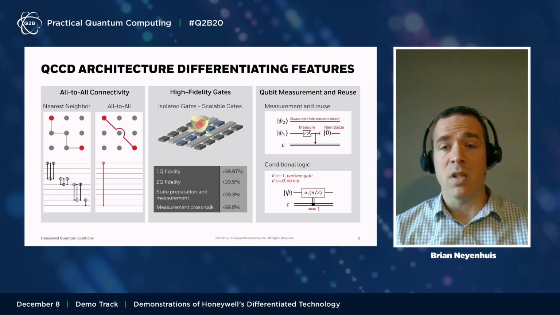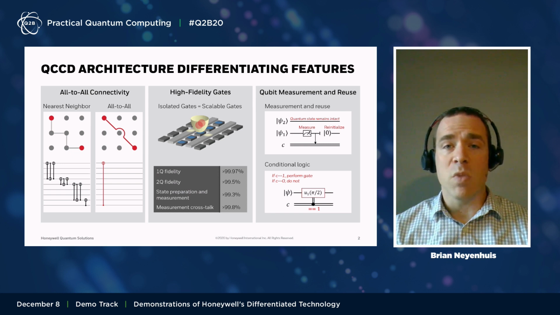As we add more and more qubits to the device, the interaction that gives us our two-qubit gate remains exactly the same. It's always just those two qubits in a single well while we do our two-qubit gate. And so the fidelity stays the same even as we add more qubits. It also means that we have a native ability to do mid-circuit qubit measurement and qubit reuse.